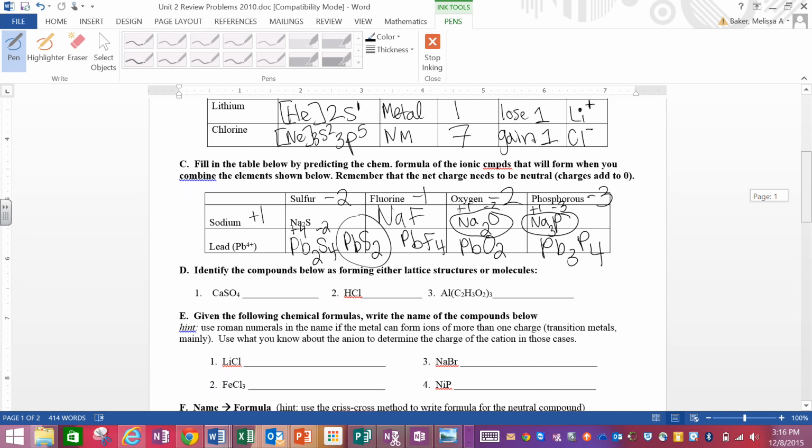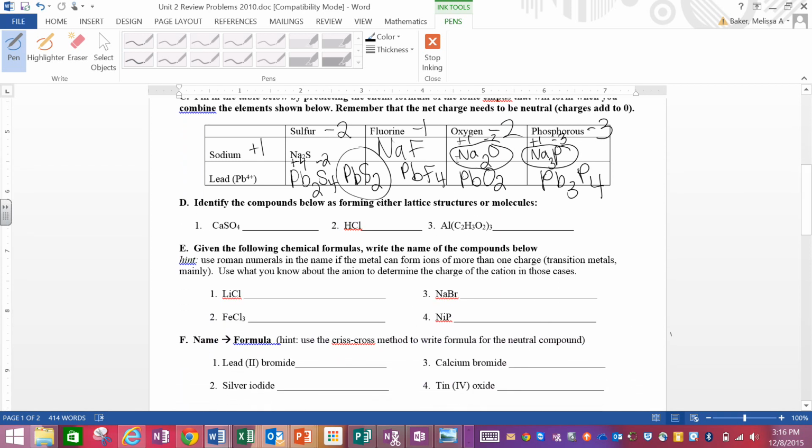Letter D, identify these as a lattice or a molecule. Well, lattice structures come from ionic substances, which have a metal and a nonmetal. Molecules come from covalent substances, all nonmetals. So calcium's to the left of the zigzag, SO4 is to the right, all of those elements. So this would form a lattice structure because it has ionic bonding.